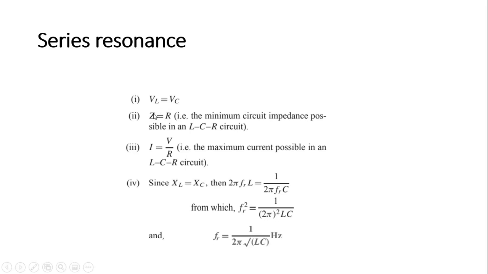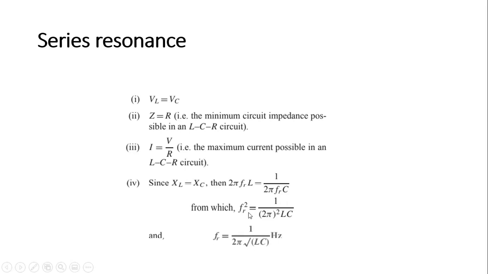Then our Z is equal to R. This means that it is the minimum circuit impedance possible in an RLC circuit. And you should know that our I is equal to V over R. Then since XL is equal to XC, 2 pi FR L is equal to 1 over 2 pi FR C. Please take note of that.